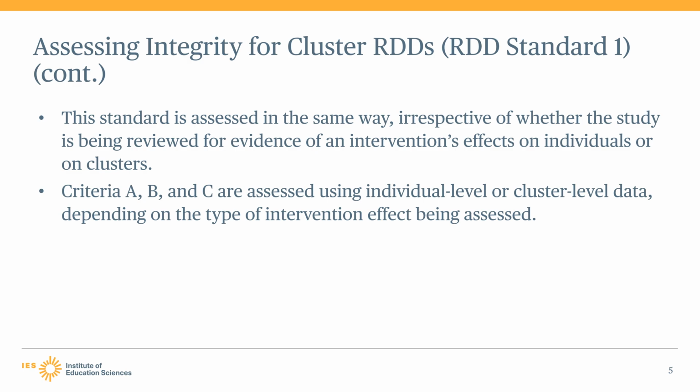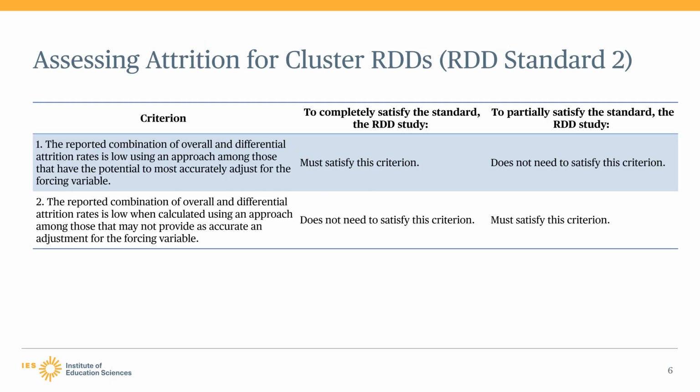When applying the integrity standard to cluster assignment regression discontinuity designs, this standard is assessed in the same way regardless of whether the study is being reviewed for evidence of an intervention's effect on individuals or on clusters. Each of criteria A, B, and C for the integrity standard are assessed using individual level or cluster level data, depending on the type of intervention effect being assessed.